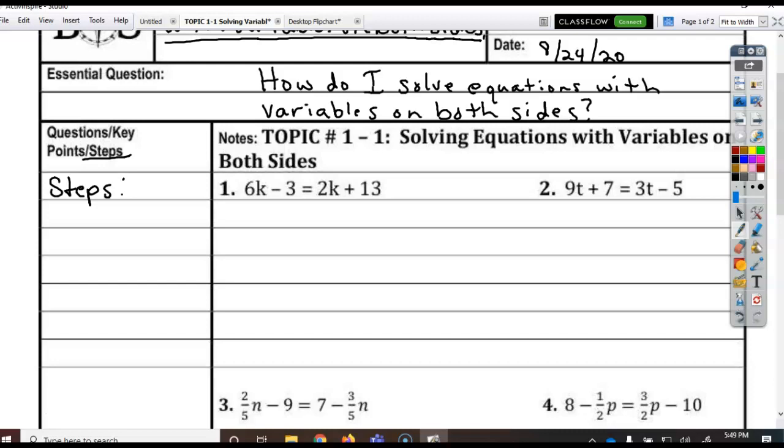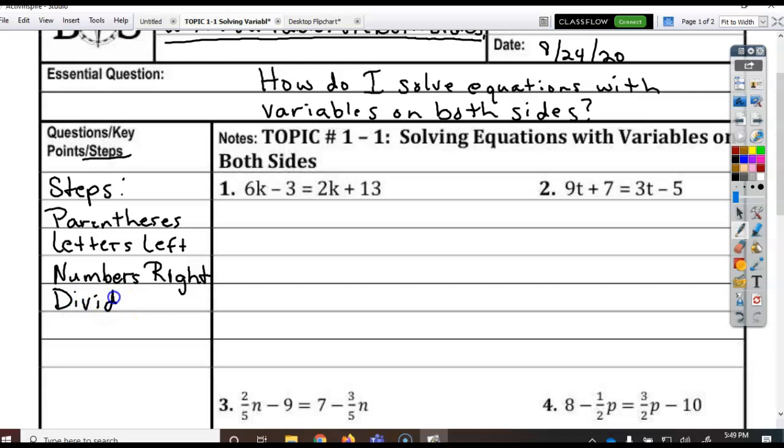Like you would look for parentheses. Then your letters left, numbers right, and then divide. Okay? All right, so here we go.